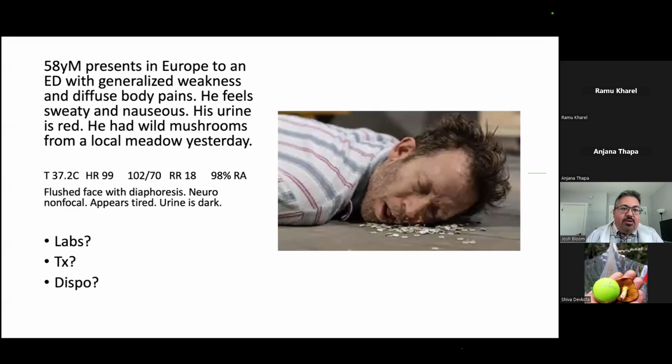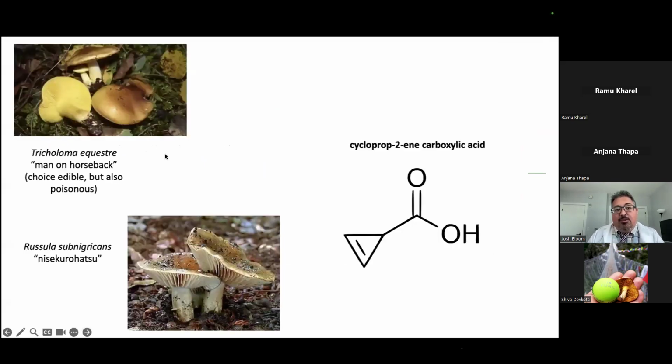So I will go quickly through the last few cases. This is a person who ate a European mushroom and has diffuse body aches with red urine, okay? And this person has a presentation that's consistent with rhabdomyolysis. And that's caused by the tricholoma mushroom. It's also called the man on horseback, which contains this toxic compound.